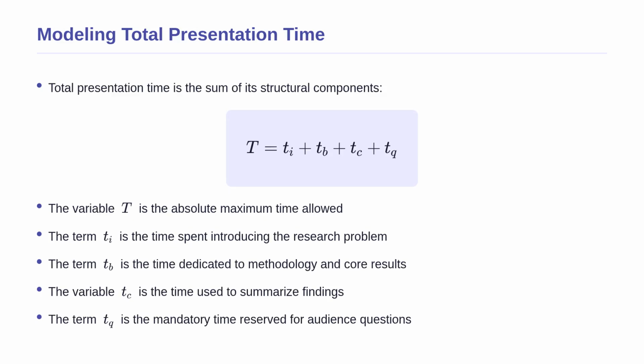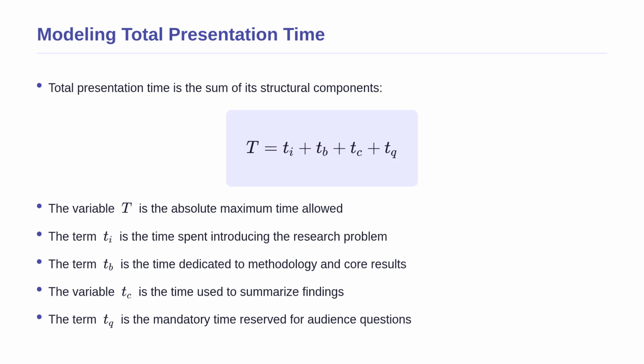Understanding the importance of seminars brings us to the most critical technical skill: managing your time. Going over your time limit is considered highly unprofessional. To prevent this, researchers use a basic time allocation model. The formula is T equals T sub I plus T sub B plus T sub C plus T sub Q. Here, T is the absolute maximum time allowed for your session.